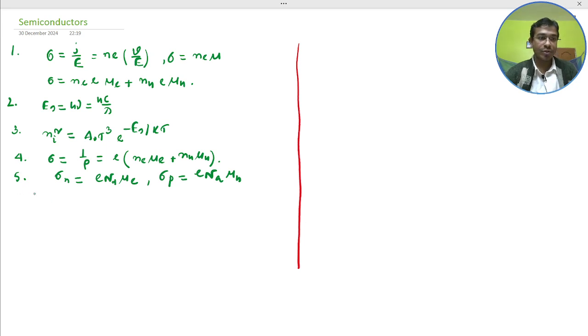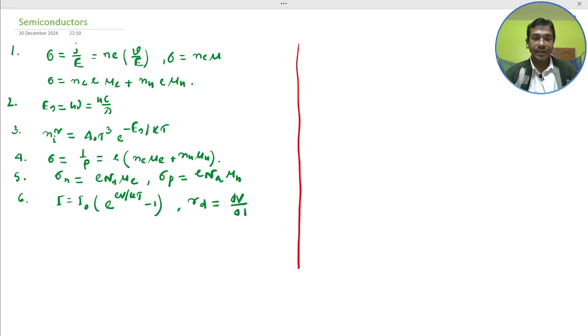Current in the junction diode: I equals I naught, the reverse saturation current, times exponential of eV by kT minus 1. This is the diode current equation, and the dynamic resistance R_D is del V divided by del I.